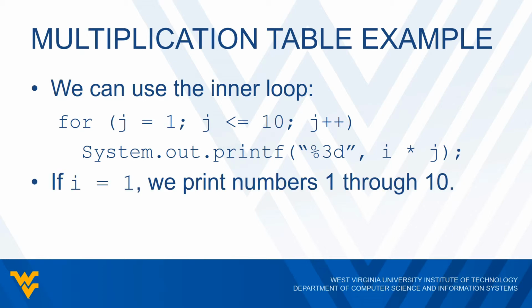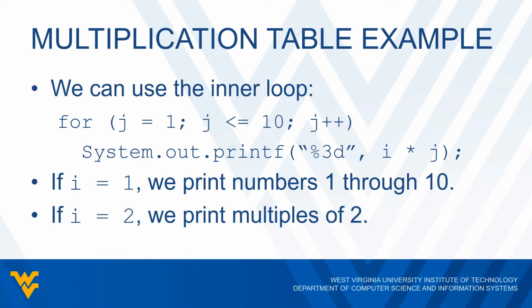So for example, if I is 1, then we're going to print the numbers 1 through 10. If I is 2, well, we're going to print multiples of 2. We're going to print 2, 4, 6, 8, and 10 because we're going to multiply j with 2. And we just keep repeating this until we get all the way to 5.